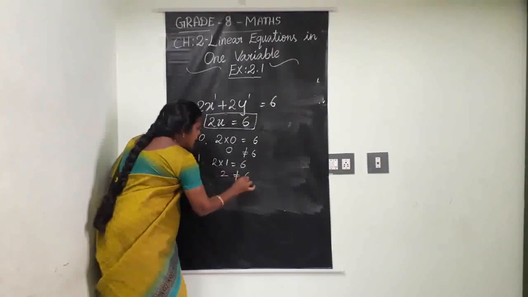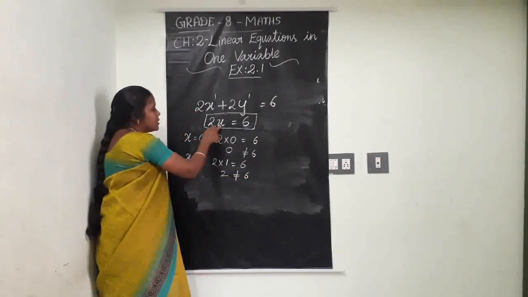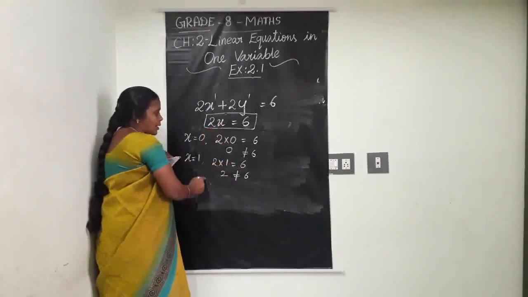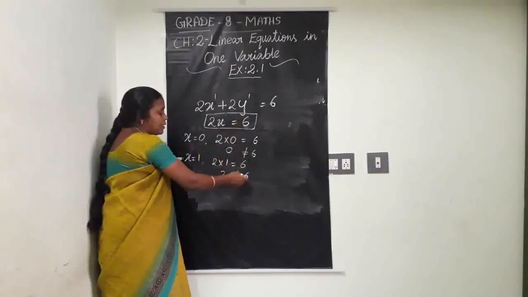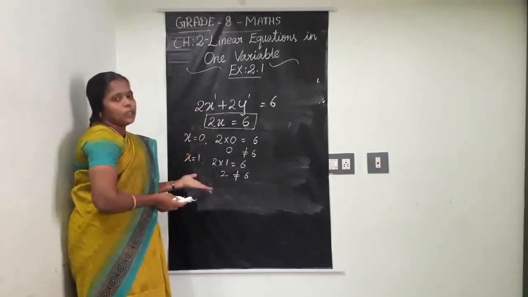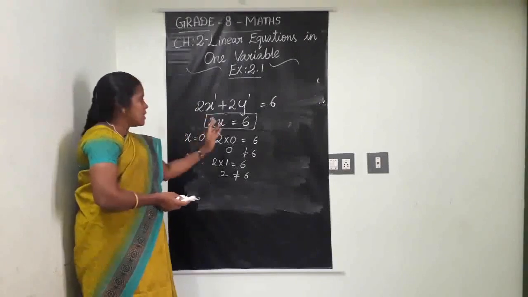2 is not equal to 6. Am I correct? If you apply the value 1 for x here, what comes on the left hand side? 2 into 1, 2 ones are 2. The right side is already 6. Both are not equal. So like this we can give a lot of values. But among them, which value is satisfying the condition?